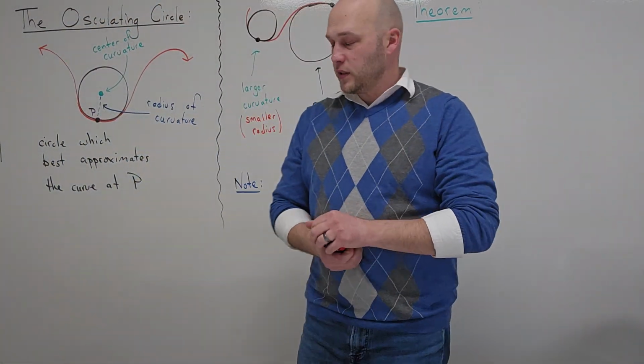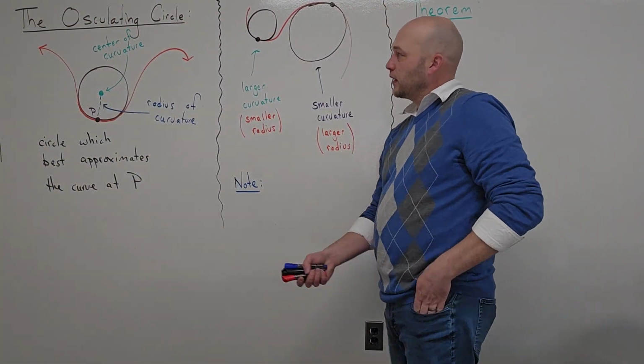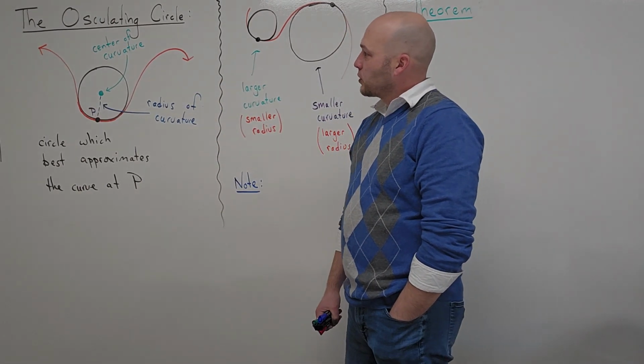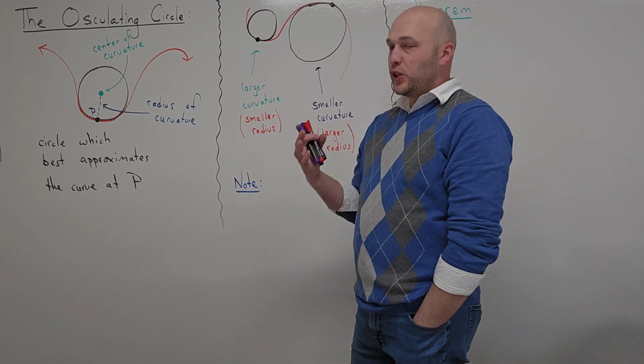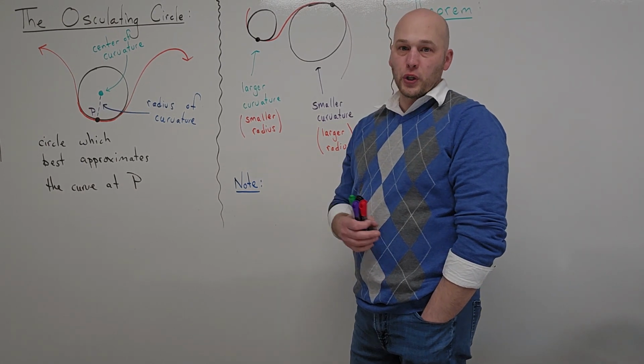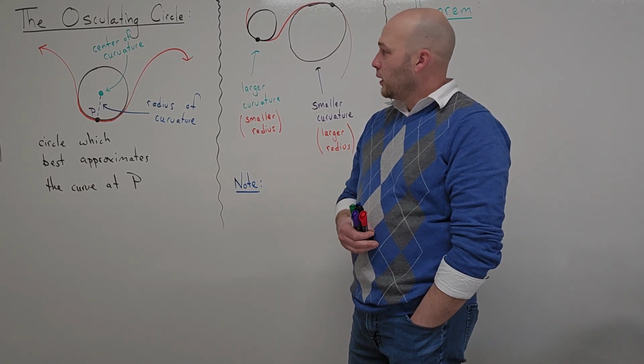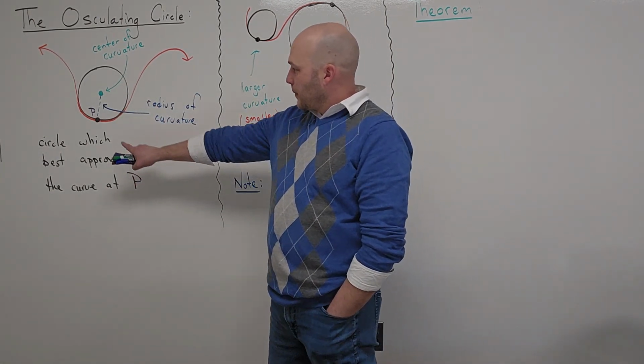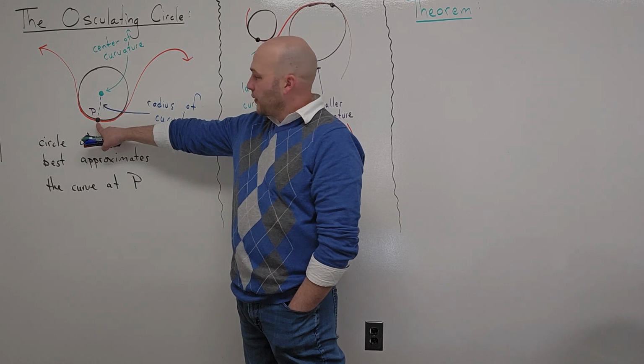Hi, I'm Professor Goins. In this video, I'm going to look at the idea of an osculating circle. The osculating circle is a way to visualize the curvature of a graph at a particular point. In particular, let's say I have this red curve right here, and I'm considering this point P on the curve.